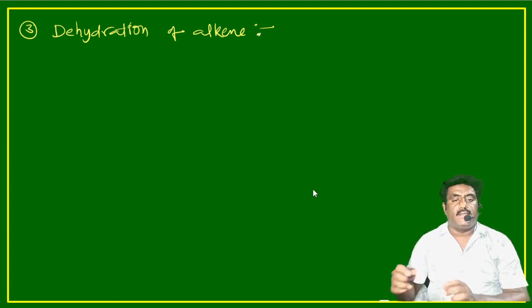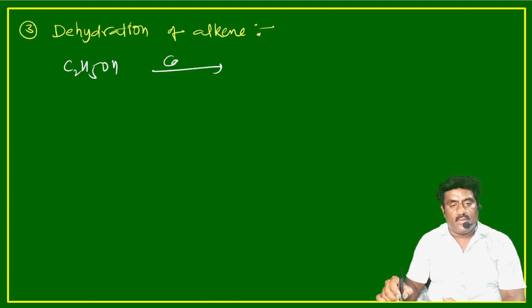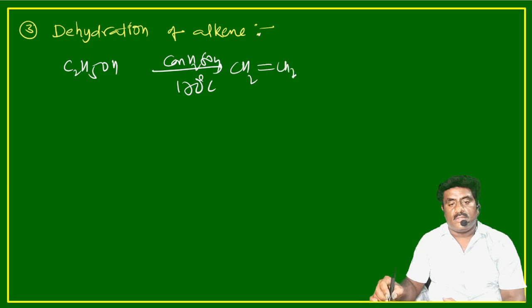Next is the dehydration of alcohol. Take ethanol. What is the dehydrating agent? Concentrated sulfuric acid. C2H5OH in the presence of concentrated sulfuric acid at 170 degrees Celsius gives alkene, CH2 double bond CH2.